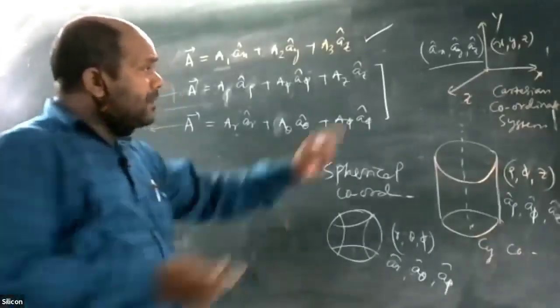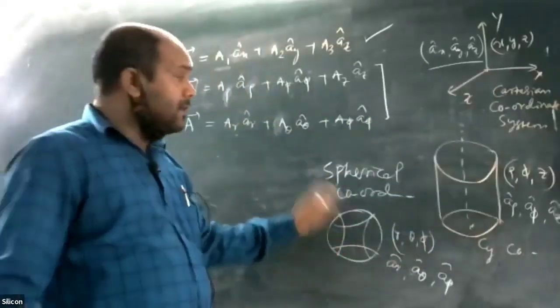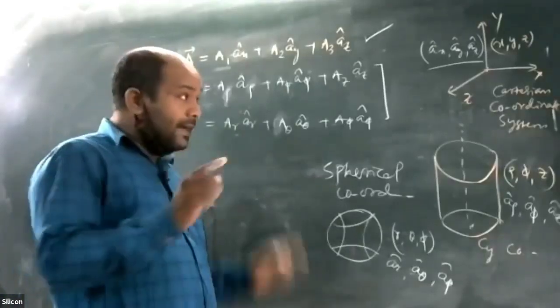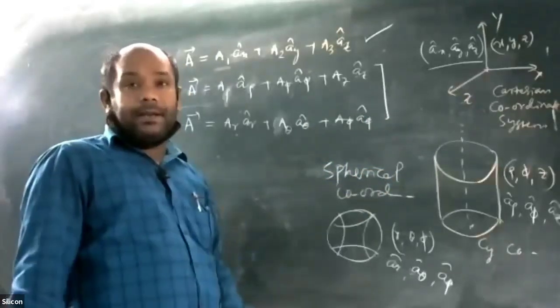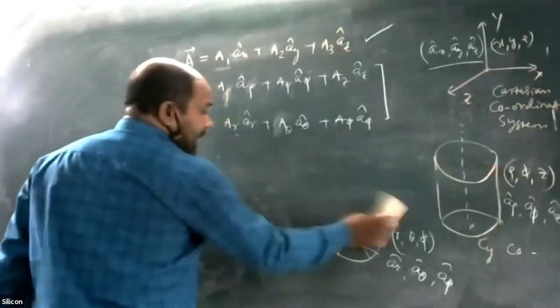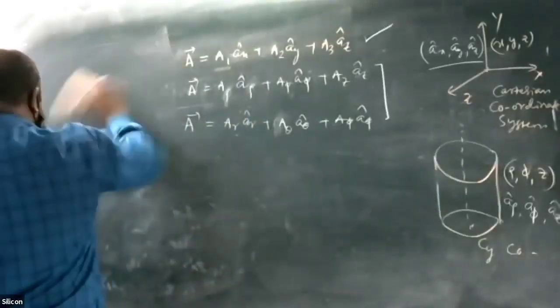Okay, all the details we will discuss whenever I go to the Cartesian coordinate system, the cylindrical coordinate system, as well as the spherical coordinate system. That is very, very important. To understand these coordinates, the electromagnetic coordinate system should be very clear. And you know, any vector can be represented in this manner.